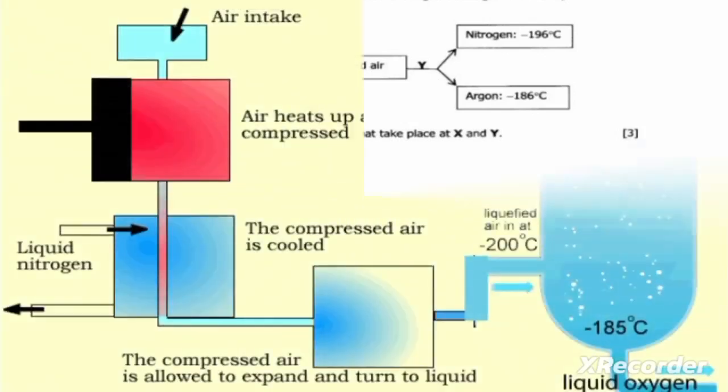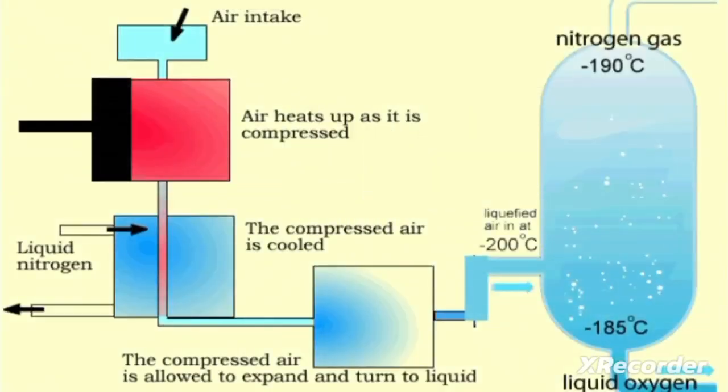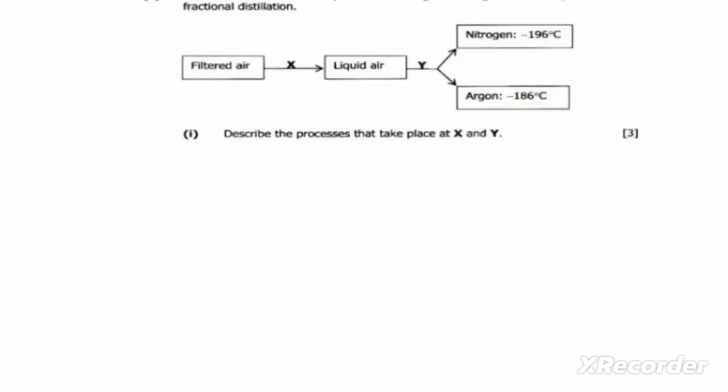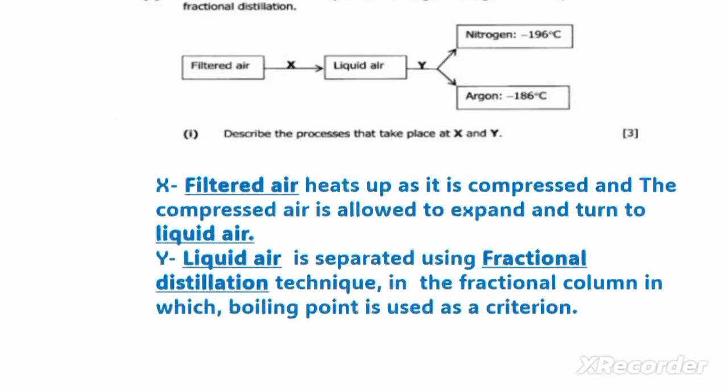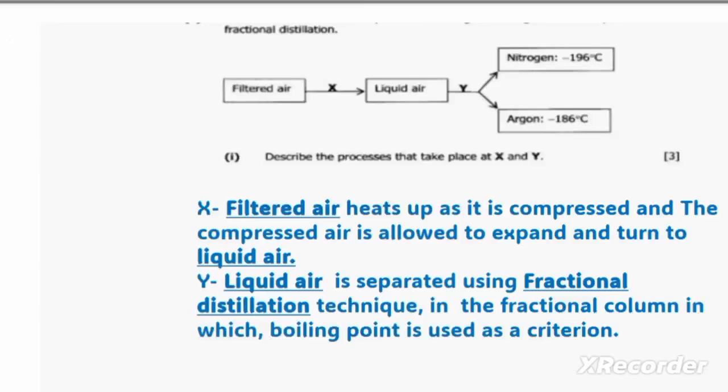Why are we saying the boiling point is used as a criterion? As we can see, these two have two different boiling points. So the criterion used when using fractional distillation is the boiling point.